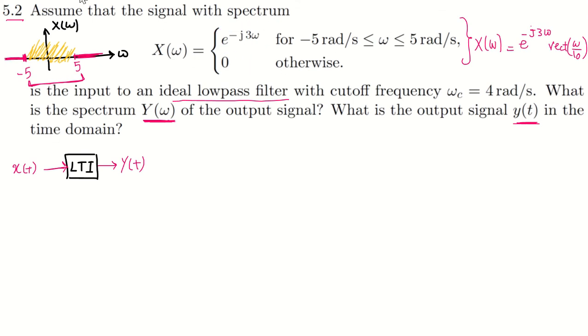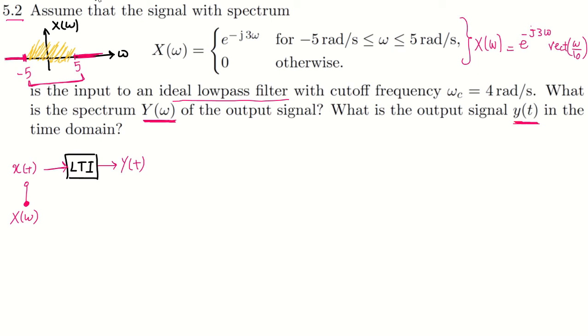So we have x of omega, and we know that this is the Fourier transform of small x of t, the input signal. We're looking for y of omega, the output in frequency domain, and the output in time domain, both.